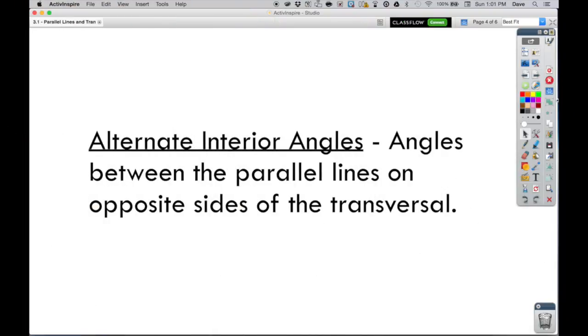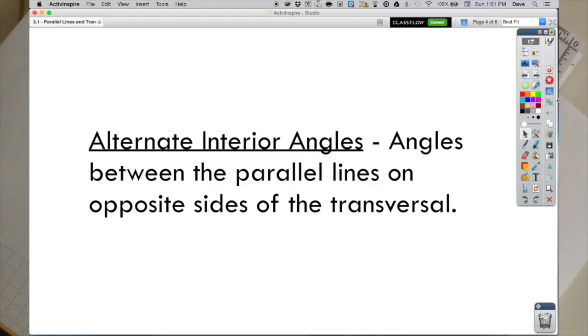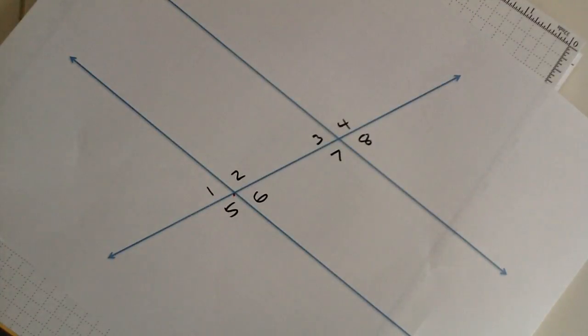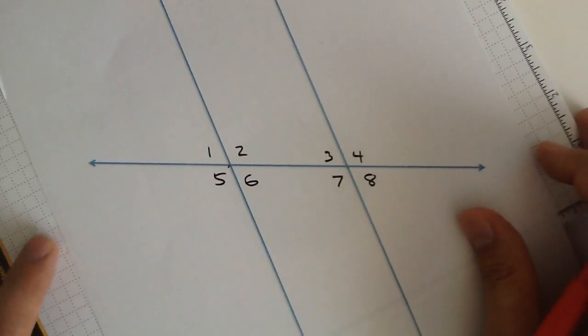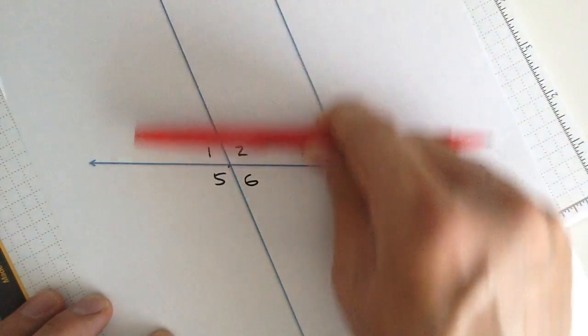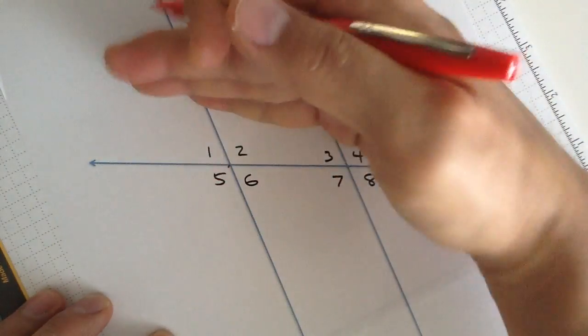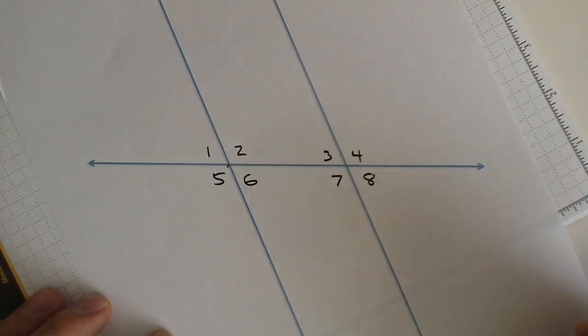Alternate interior angles. These are angles between the parallel lines, meaning in between the two parallel lines, on opposite sides of the transversal. Let's take a look at what we mean by that. Now, alternate means they're on opposite sides of the transversal. So in fact, if I put my paper like this, we'll consider this the top of the transversal and then the bottom. So these are top and bottom alternate sides.